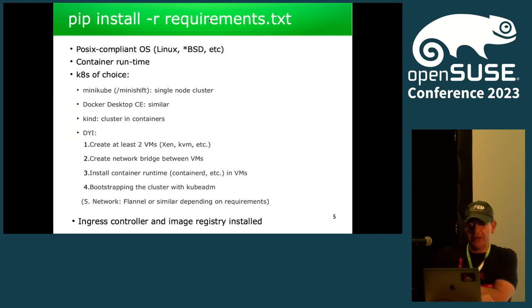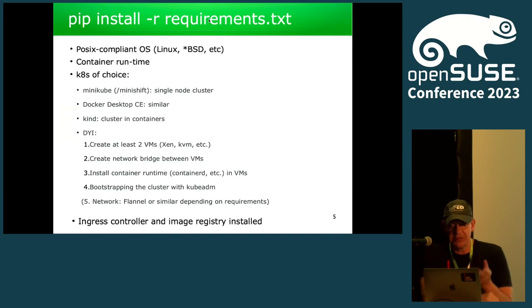Okay, first of all, we're gonna do a little bit of a pip install minus r requirements. I have named that slide in terms of what is required to get this playground up and running. You need a POSIX compliant operating system. Linux, of course, comes to mind, but also the BSDs will do nicely, if you install the right packages, you can actually run containers on BSD. You need a container runtime, goes without saying. Anything will do, CRI-O, containerd, Podman, whatever, as long as it's basically OCI compliant and can talk to Kubernetes.